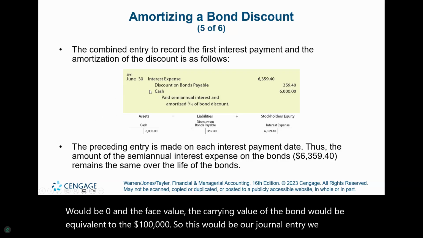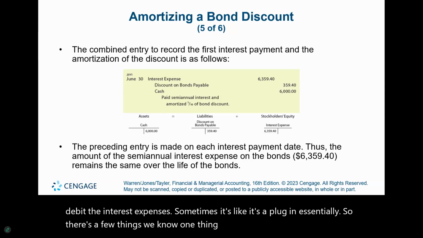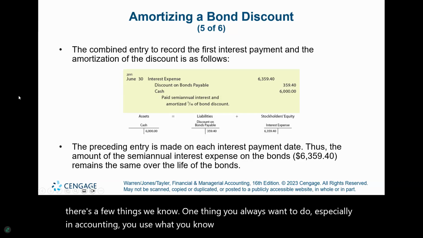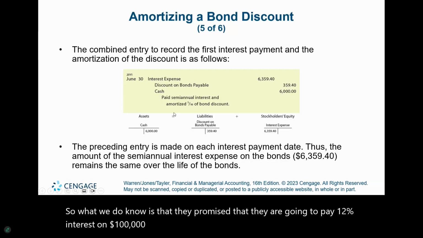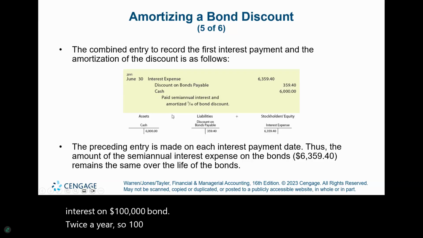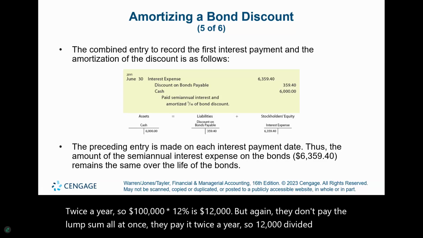We would debit the interest expense. Sometimes it's essentially a plug-in. So there's a few things we know. One thing you always want to do, especially in accounting, is use what you know to figure out what you don't know. So what we do know is that they promised to pay 12% interest on $100,000 bonds twice a year. So $100,000 multiplied by 12% is $12,000. But again, they don't pay the lump sum all at once. They pay it twice a year. So 12,000 divided by 2 is 6,000. So we know cash is going to be paid of 6,000.